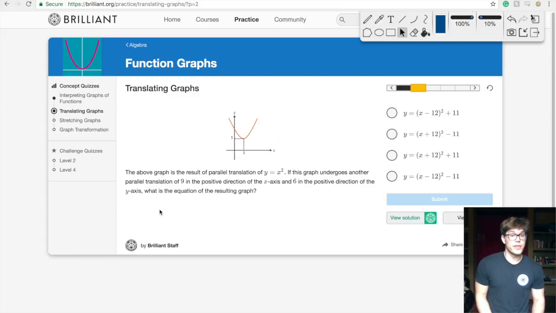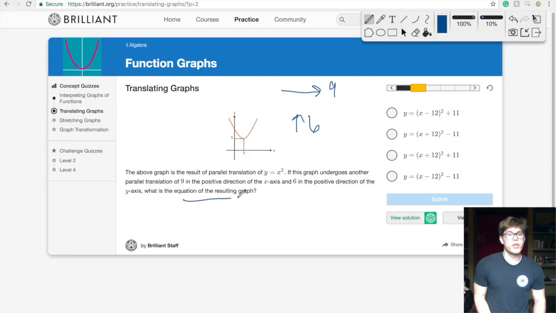All right, next problem. The above graph is the result of a parallel translation of y equals x squared. If the graph undergoes another translation of 9 units in the x direction and 6 units in the y direction, what is the equation of the resulting graph? So where are we starting? We're starting at 3, 5. Here I'll write these numbers bigger. We're going to go over 9 more.